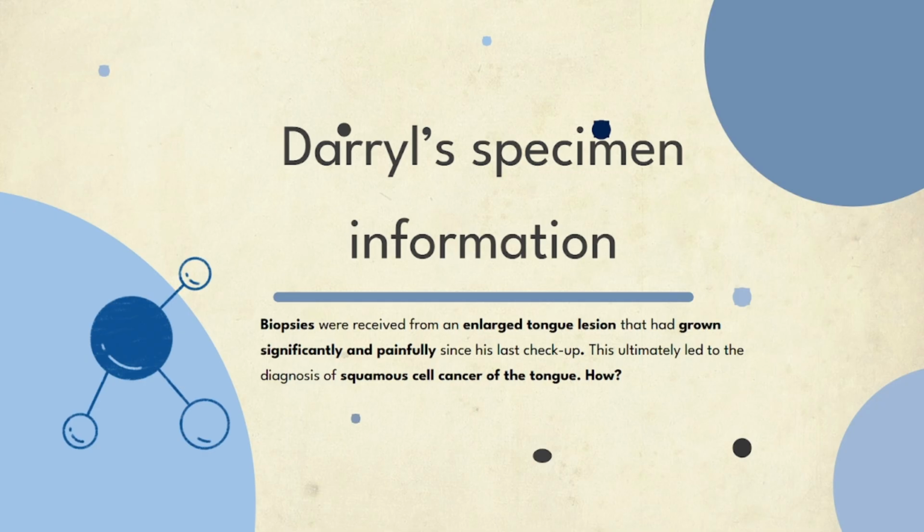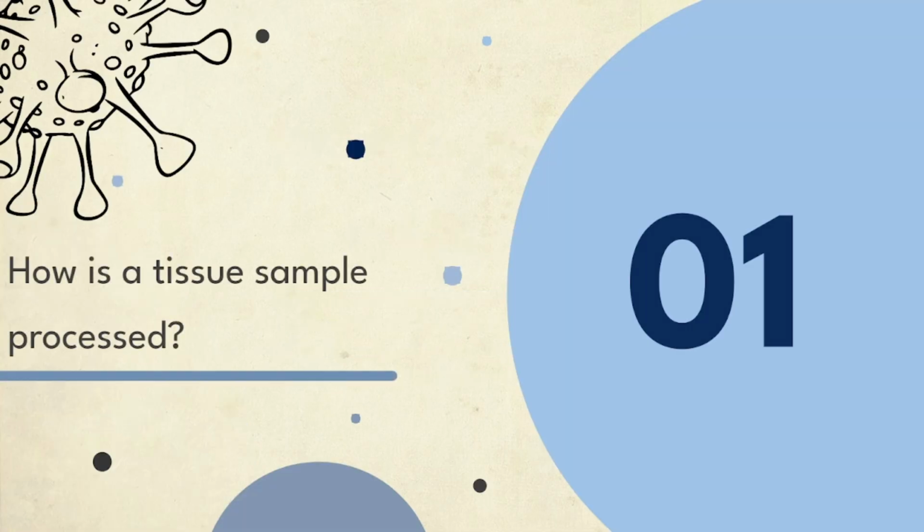So a little rehash on Darryl's situation. Biopsies were received from an enlarged tongue lesion that had grown significantly and painfully since his last checkup. This ultimately led to the diagnosis of a squamous cell cancer of the tongue. So how exactly did this happen?